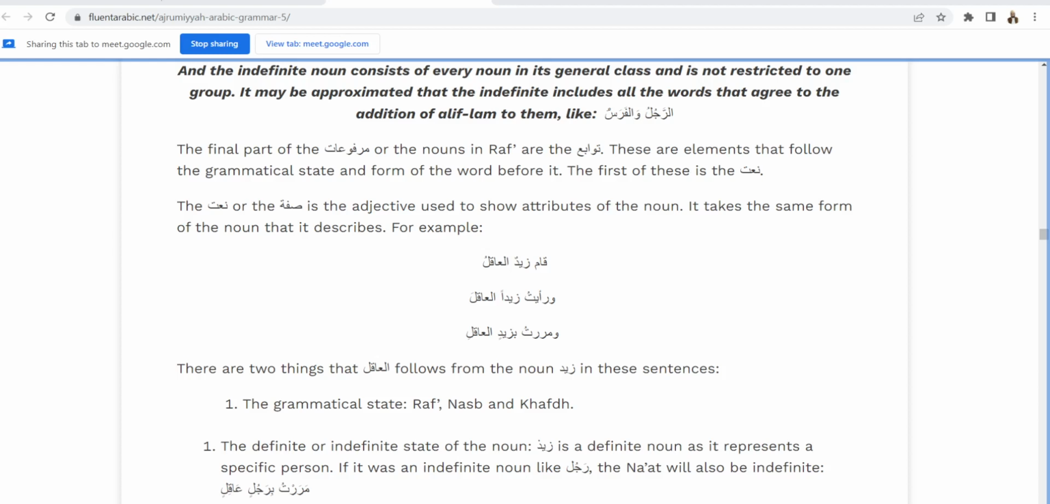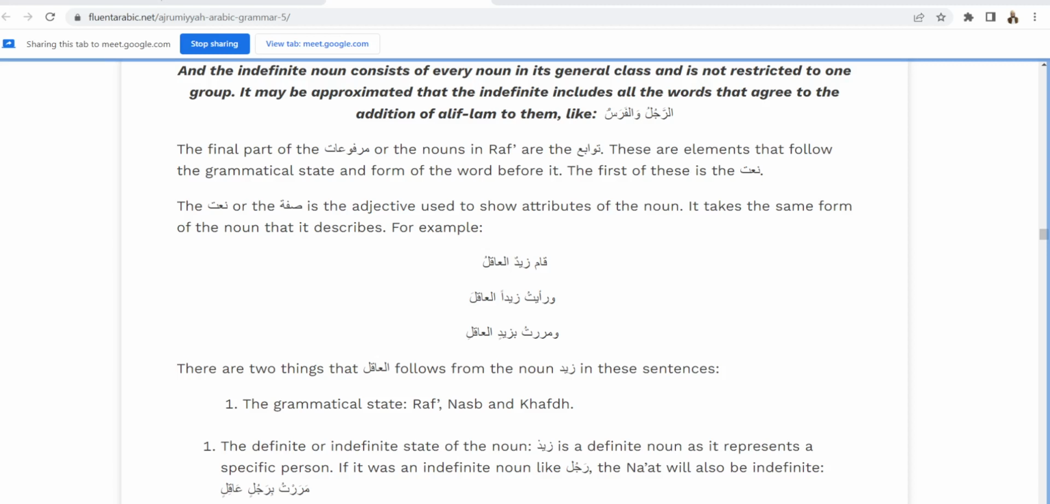For example, قام زيد العاقل، ورأيت زيدا العاقل، ومررت بزيد العاقل. There are two things that the aqil follows from the noun zaydun in these statements. The grammatical state: raf, nasb, and khafd. And the definite or indefinite state of the noun.